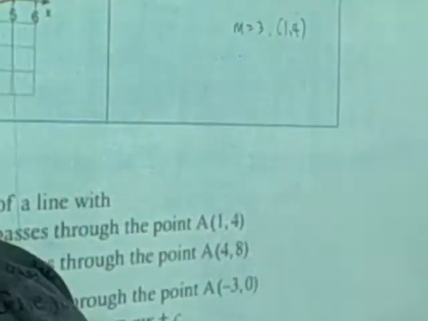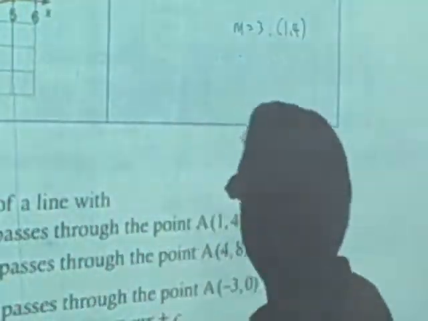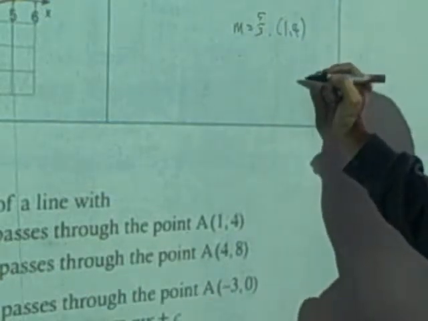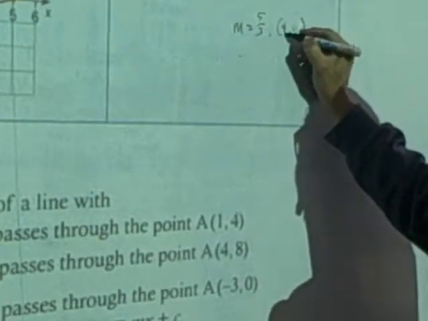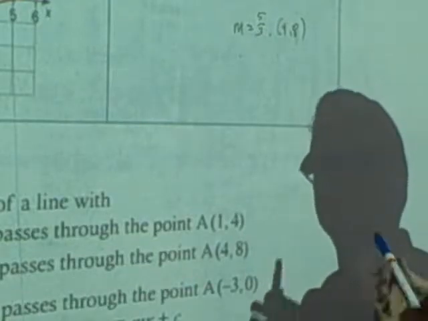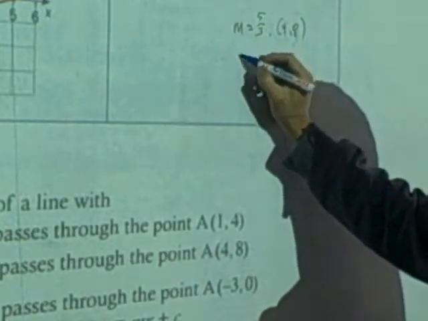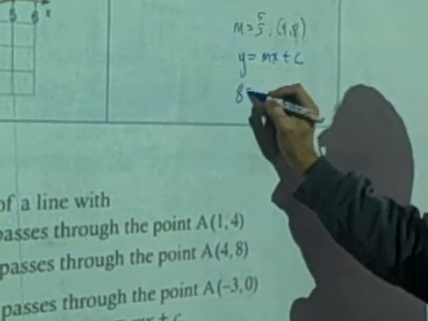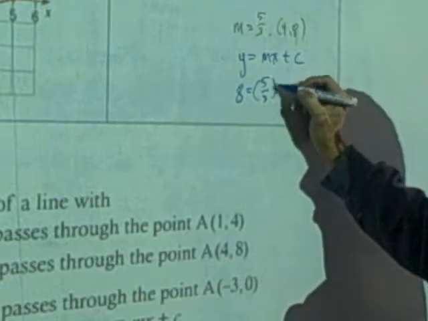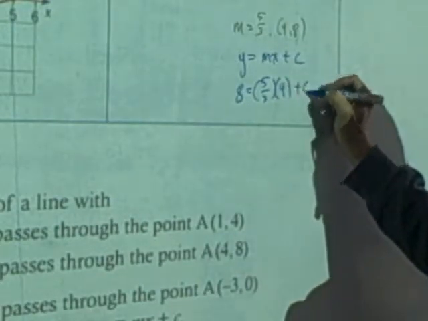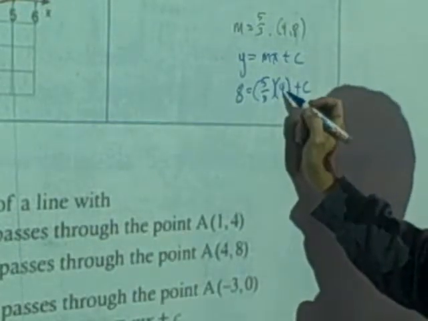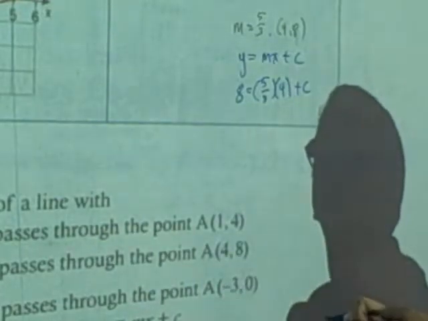Now, what happens in part B is very similar. They just changed the numbers around a little bit. In part B, they said the gradient is 5/3. All right, and it passes through the point 4, 8. Well, it's almost the same deal then. What we're going to do is we're going to say y equals mx plus c. The only difference here is it doesn't work out so nicely. These two numbers multiplied together don't give me a nice whole number. They give me a fraction.